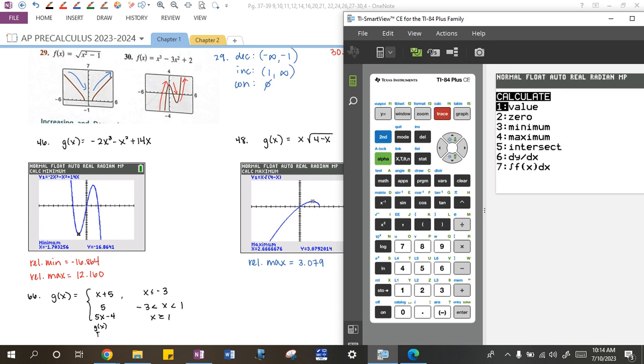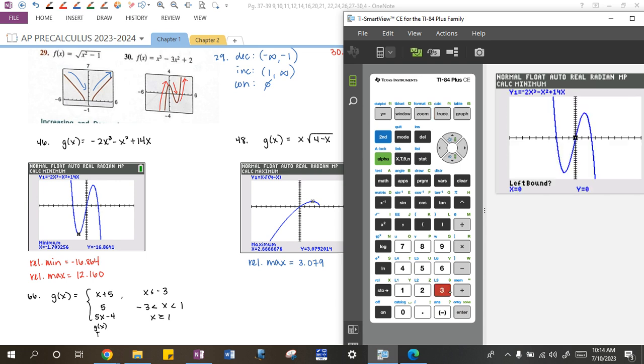So go to second, trace. Let's find the minimum first. You need to move your cursor, it says left bound. Move your cursor to the left of where that minimum is and press enter. Right bound means move your cursor to the right of where that minimum is and press enter. And then guess, press enter a third time so that it guesses for you. It says what is the relative minimum value. So I reported the Y coordinate because that is the minimum. The Y coordinate is the minimum. It's located at negative 1.703, but the directions didn't say ordered pair.